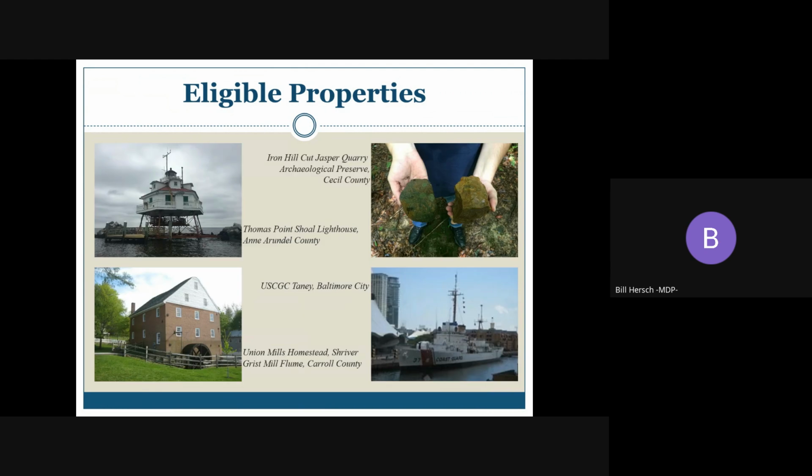There are a wide variety of historic property types that can be eligible for the grant, including houses, mills, churches, ships, general stores, barns, schools, lighthouses, and archaeological sites. MHT loves to see applications on a diverse type of properties and histories.